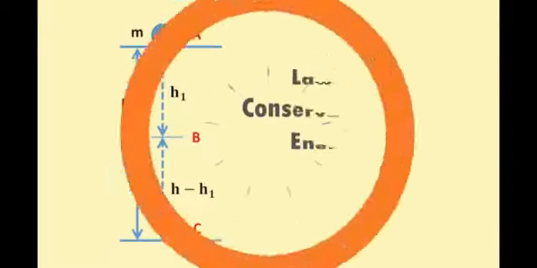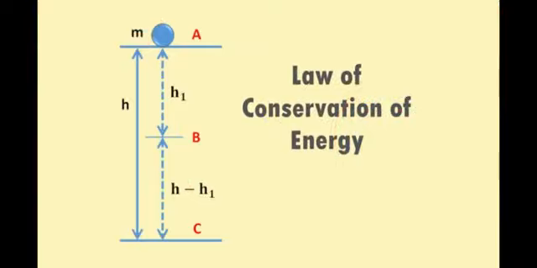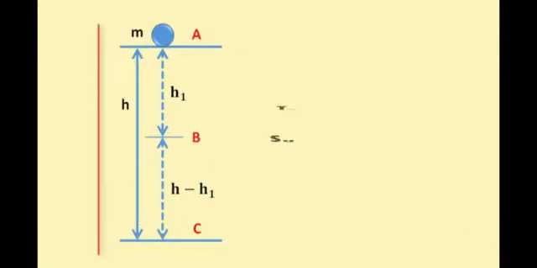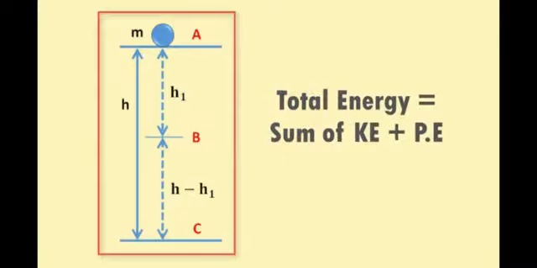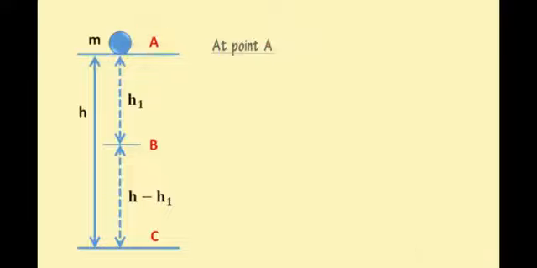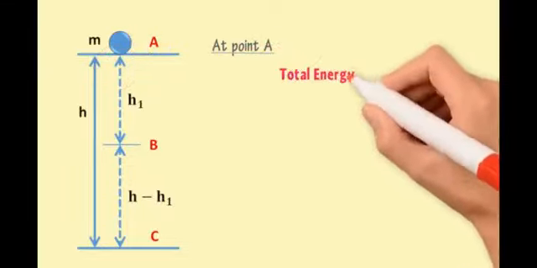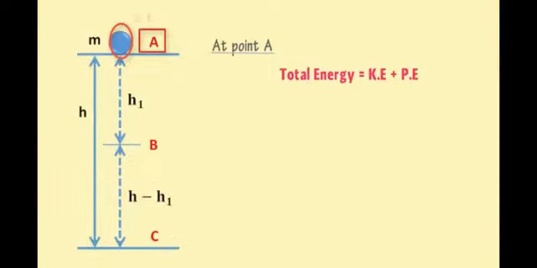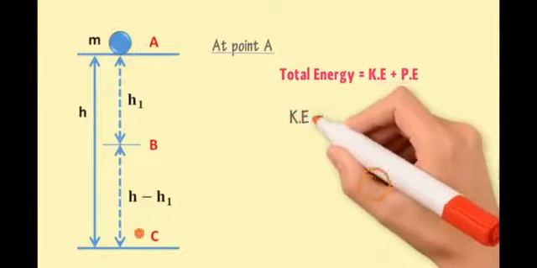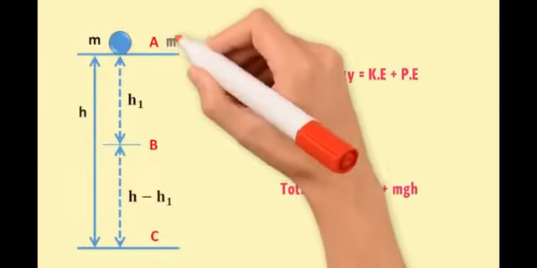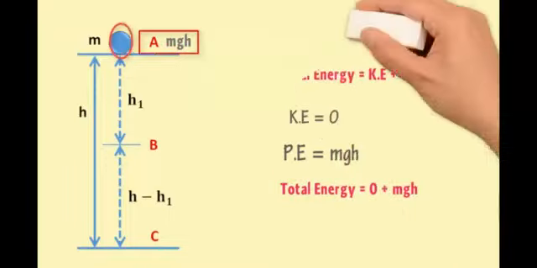Therefore, according to the law of conservation of energy, the total energy of the system remains constant. Or you can say that in this system, the total energy is the sum of kinetic energy and potential energy. Now at point A, the total energy of the system is kinetic energy plus potential energy. Here at A, the ball is at rest, hence its kinetic energy is 0, while the potential energy of the ball is mgh. Hence the total energy of the ball at point A is mgh.